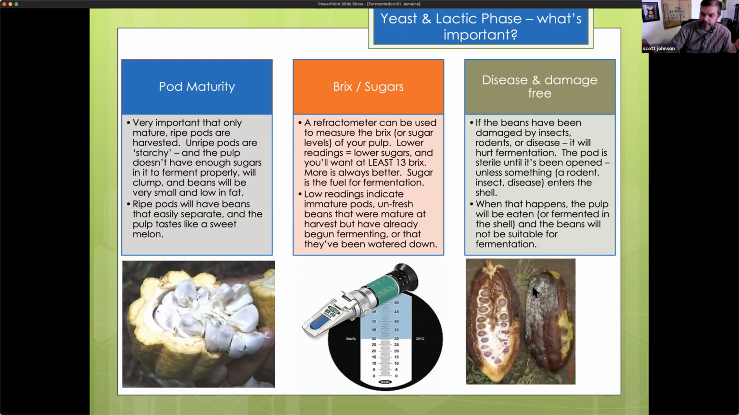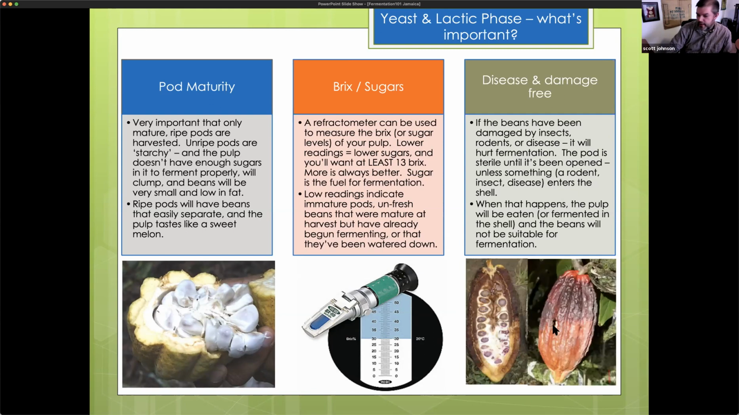Here's black pod from South America. Here's one where a woodpecker poked a hole in it, and now we've got yeast inside eating this from the inside out. And you've got frosty pod and white pod issues there, right? So everybody has disease issues all over the world. It's just that the nature of the disease changes around the world.